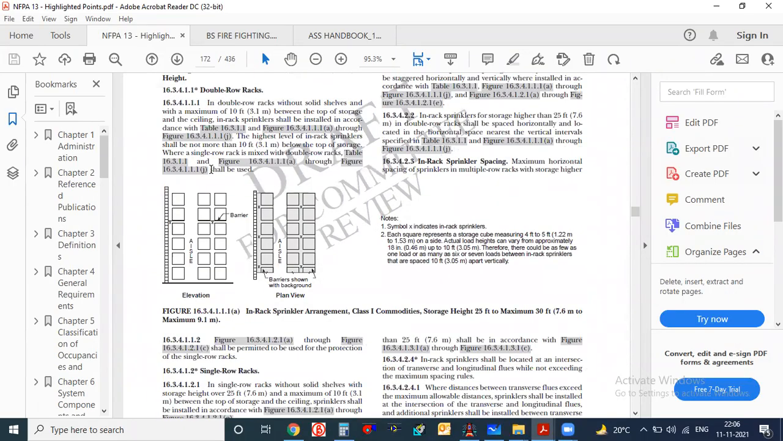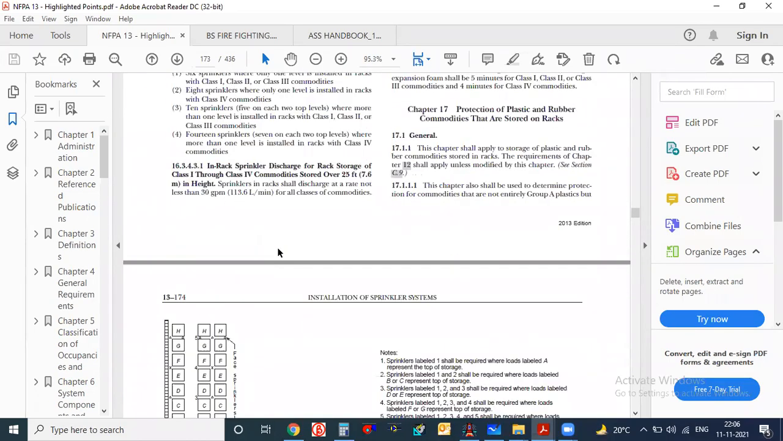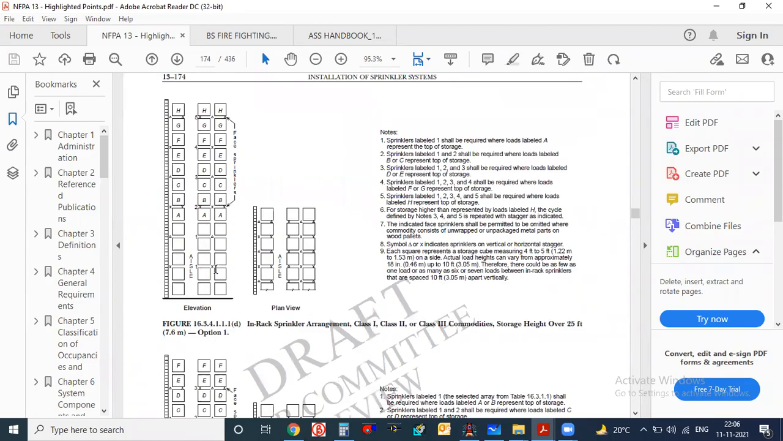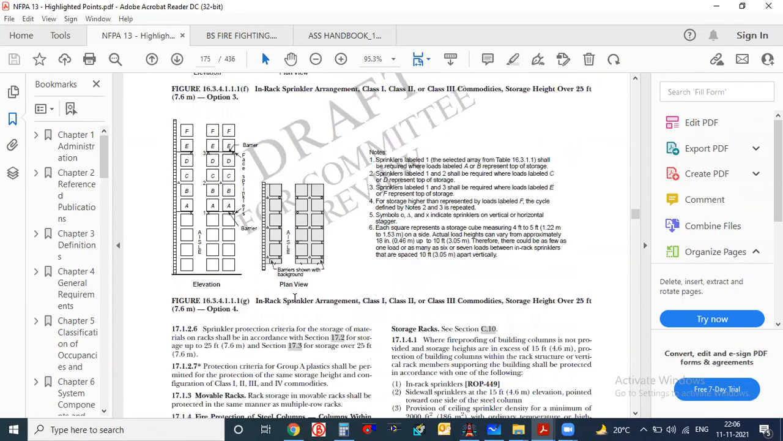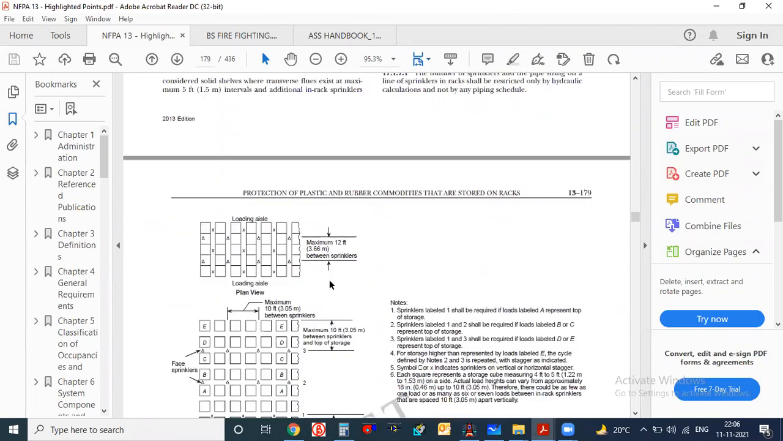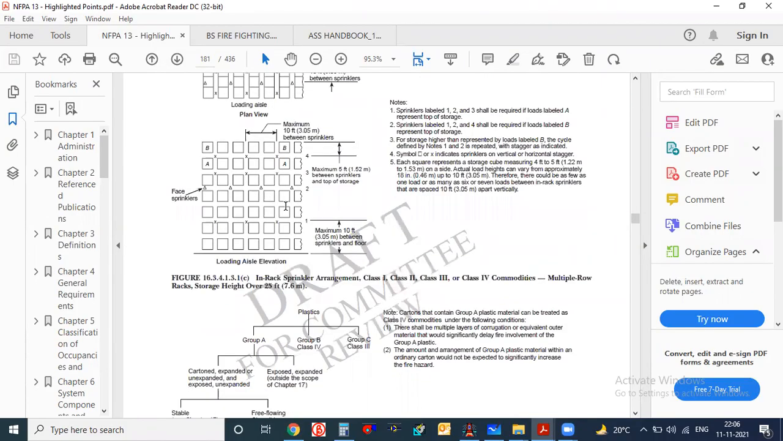And here they have shown how to keep the racks. Okay, like how we have to keep the racks. So many arrangements are given. And I think now the next chapter is talking about the plastic and rubber commodities that are stored on the racks. Now this particular chapter is focusing on the racks, plastic and rubber. Again, some drawings and things are given, but we have to focus only on the tables, whether they are given or not. If you go a little bit down, so many things are given. You have to go through that.